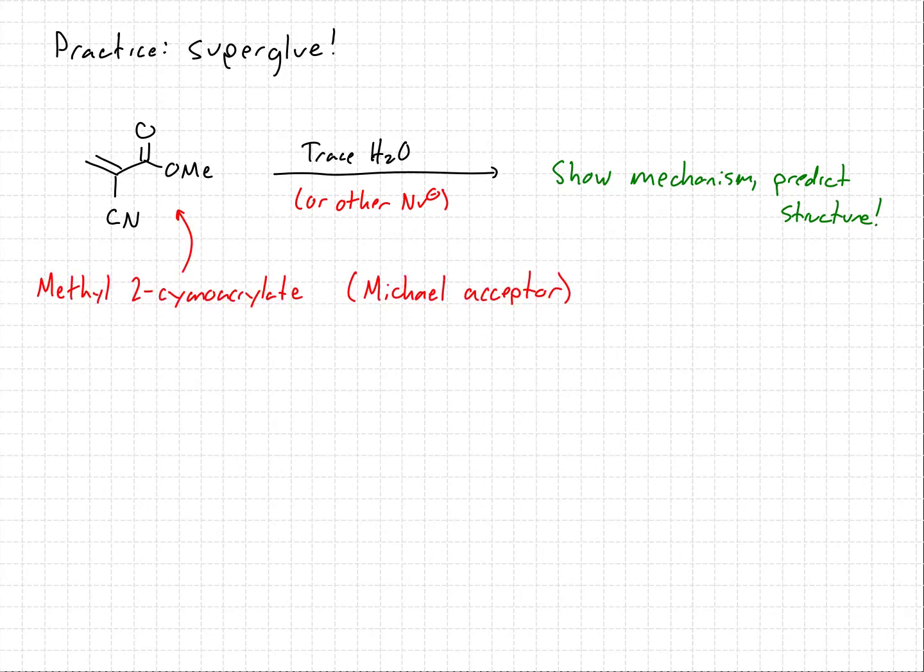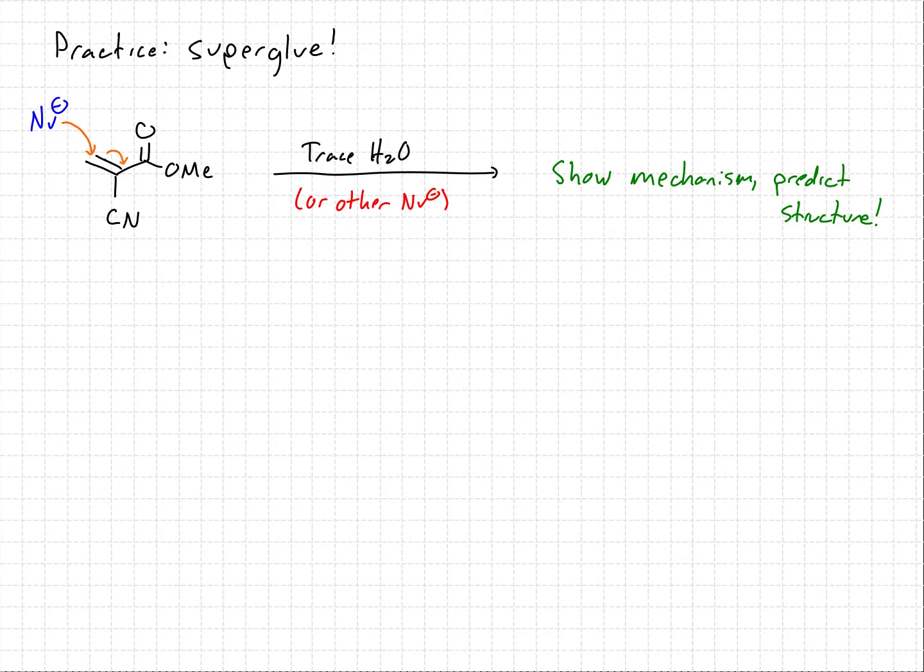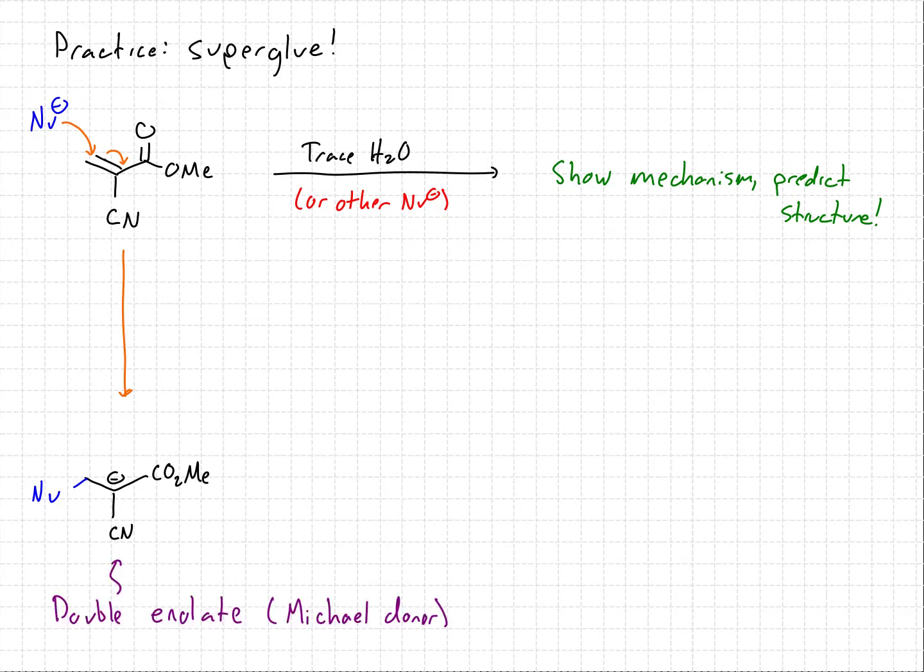The way we would start here is by noting that methyl 2-cyanoacrylate, the starting material for superglue, is a Michael acceptor. Therefore, in the presence of a nucleophile, we're liable to have conjugate addition take place to give an enolate anion as a reactive intermediate. This is a doubly stabilized enolate, as that negative charge can be delocalized both through the electron-withdrawing nitrile and through the ester group. That means this is a good Michael donor.